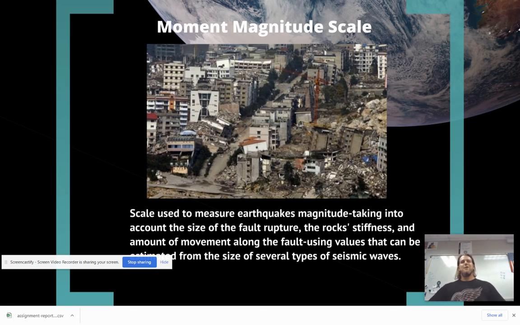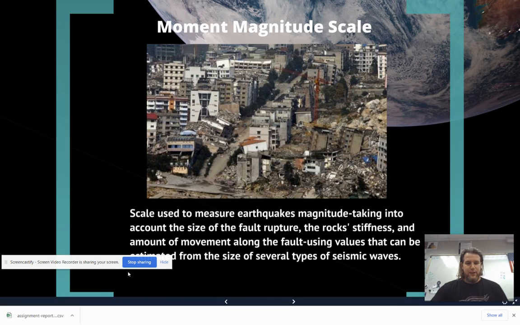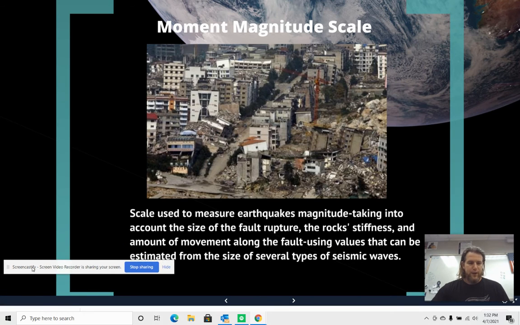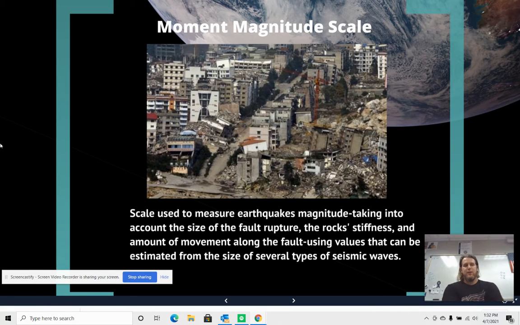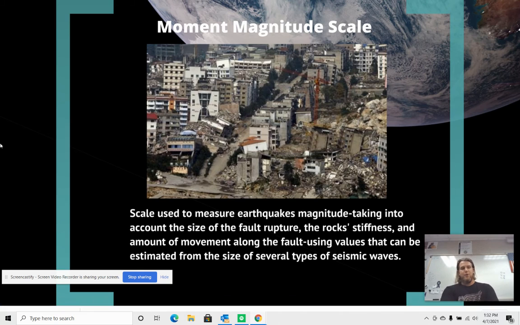I'm sorry. But anyway, we also have what's called the moment magnitude scale. This is a scale that's used to measure earthquakes, believe it or not. I'm joking. So it's a scale used to measure earthquake magnitude, taking into account the size of the fault and the rupture area of the fault. It also looks at the rock's stiffness, if you will, how hard the rock is, because as we've seen, different rocks are composed of different things, which have different strengths. And it also takes into account the amount of movement along the fault.